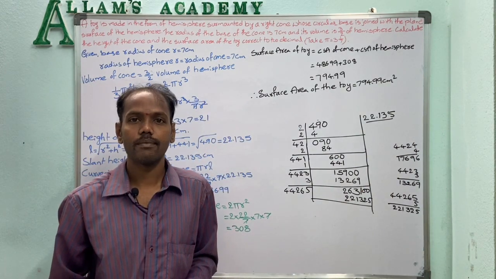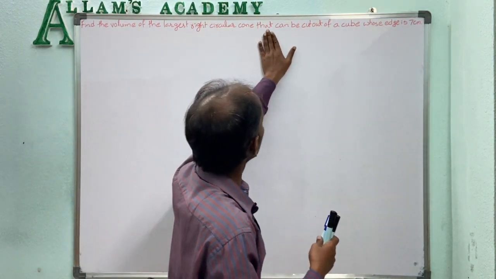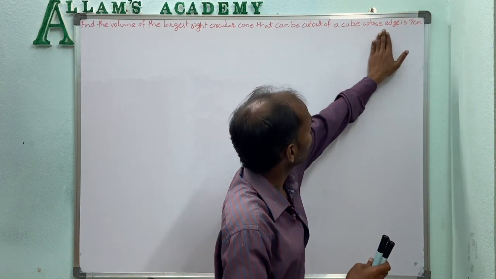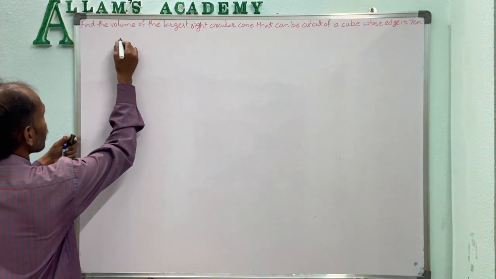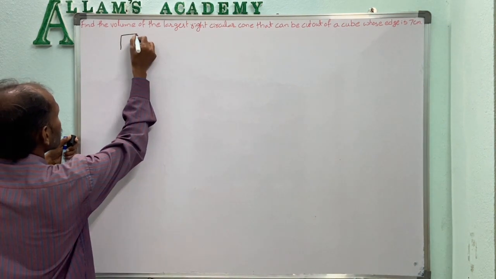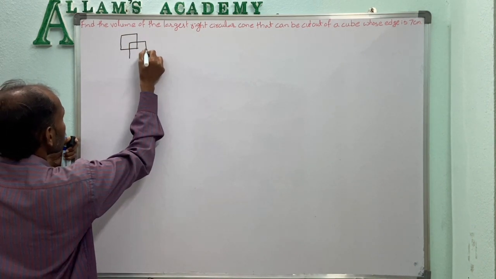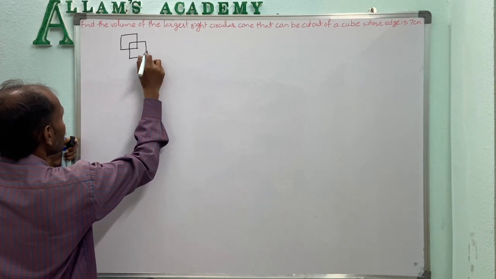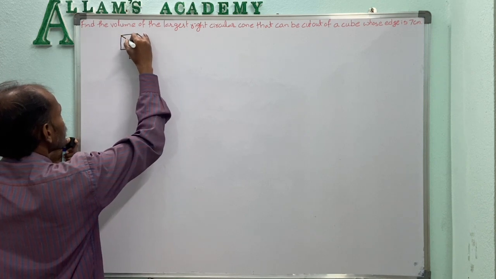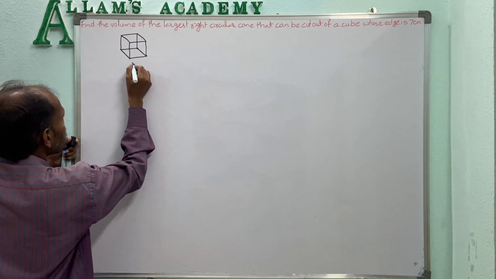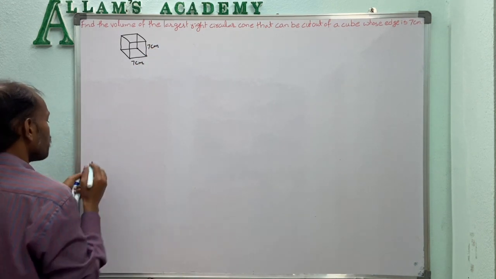22.135. So the given problem is: find the volume of the largest right circular cone that can be cut out of a cube whose edge is 7 centimeters. So here a cube is given, so all sides of a cube are equal. All sides, that is length, breadth and height, will be equal. So that means its base is 7 centimeters only, height is also 7 centimeters.